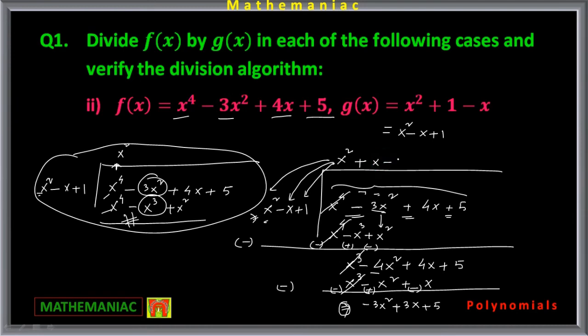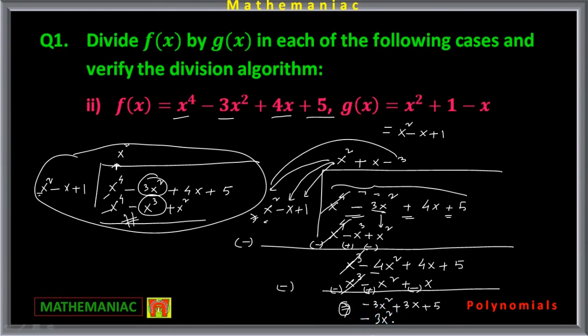What should I write here? Can you tell? Yeah, exactly, that is 3. If I write 3 here, this 3 times x square will give you how much? 3x square, but there is a minus sign in front, so it will be minus 3x square.